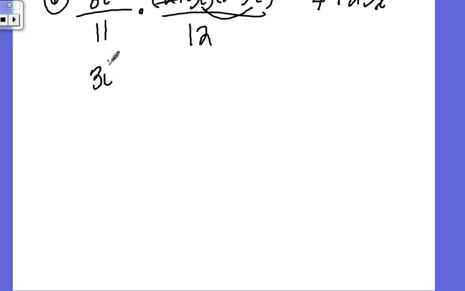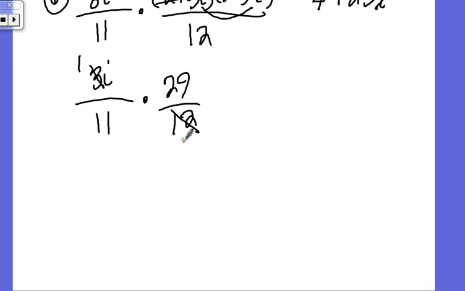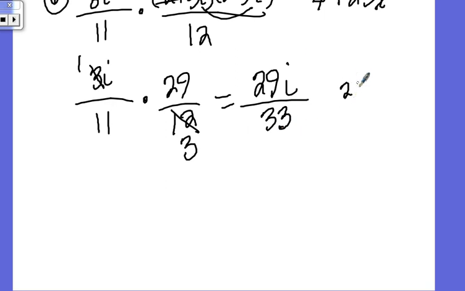So I'll rewrite it. 3i over 11 times 29 over 12. Would like to cross simplify if I can, and 3 goes into 12. That's 1 time and that's 3 times, and 11 and 29 does not. So on top we've got 29i all over 33. We need to separate. The i needs to drop out. It always comes last. We cannot reduce. There's your answer.